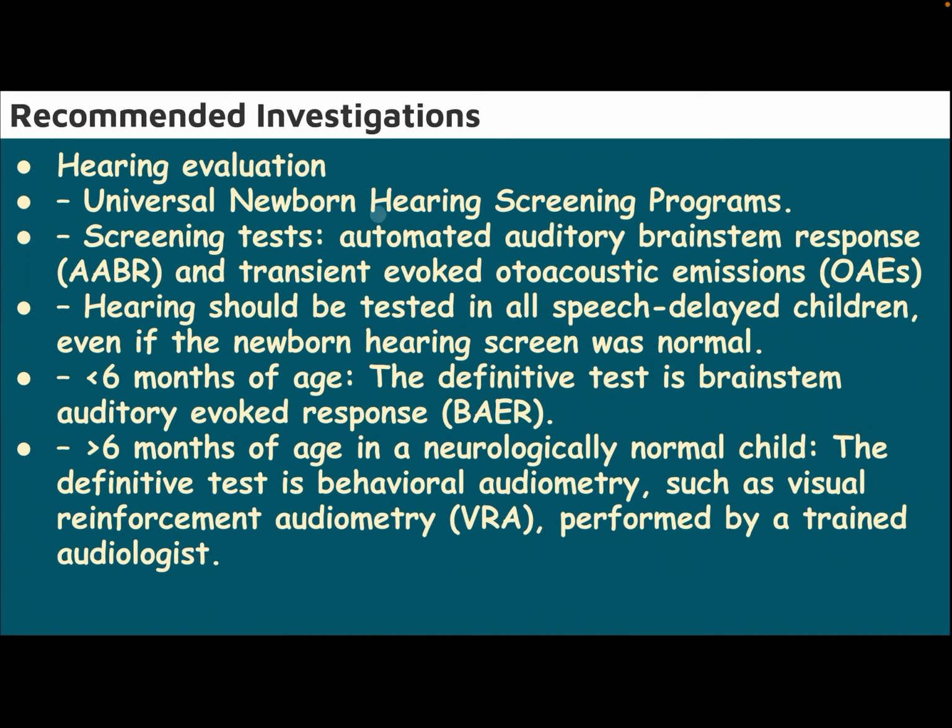Hearing evaluation: the Universal Newborn Hearing Screening Program uses screening tests such as automated auditory brainstem response and transient evoked otoacoustic emissions. Hearing should be tested in all children with speech delay, even if the newborn hearing screen was normal. Below 6 months of age, the definitive test is brainstem auditory evoked response. In a neurologically normal child more than 6 months of age, the definitive test is behavioral audiometry, such as visual reinforcement audiometry, performed by a trained audiologist.